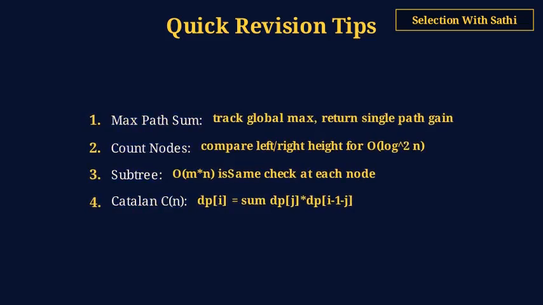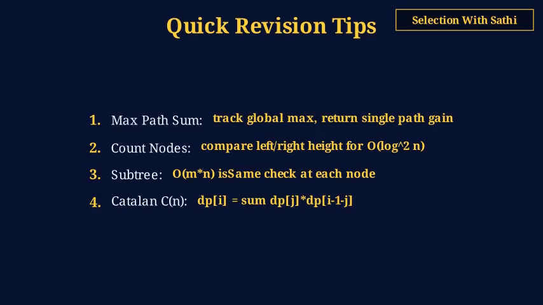Second, count nodes in a complete binary tree. If left height equals right height, it is a perfect subtree. Use the 2 to the h minus 1 formula. Total complexity is O of log squared n.